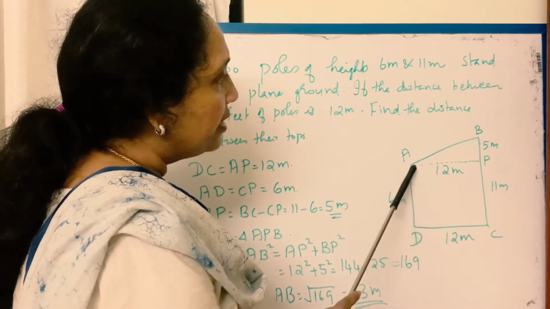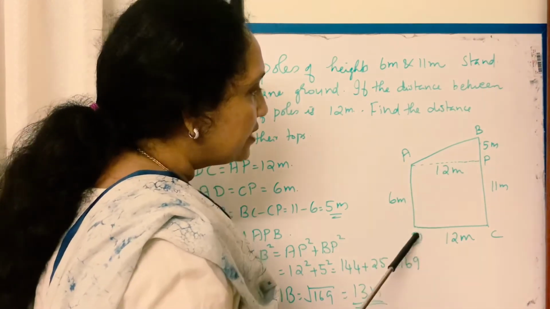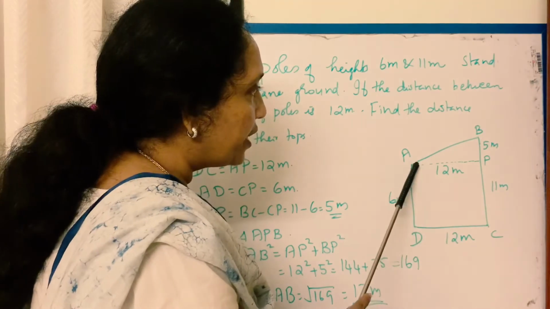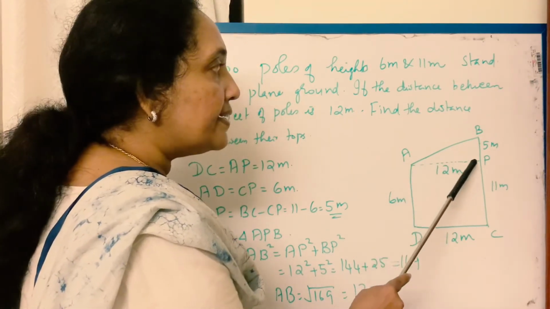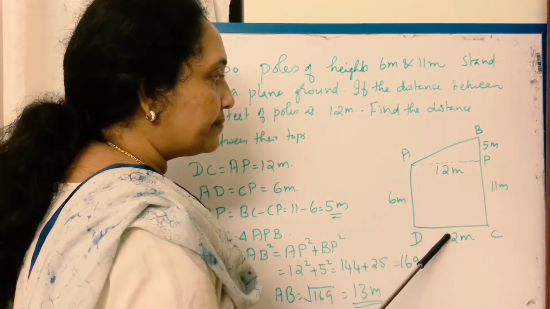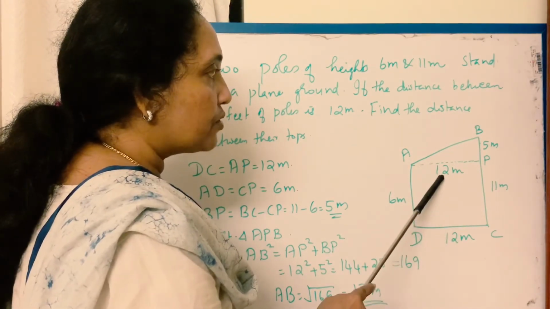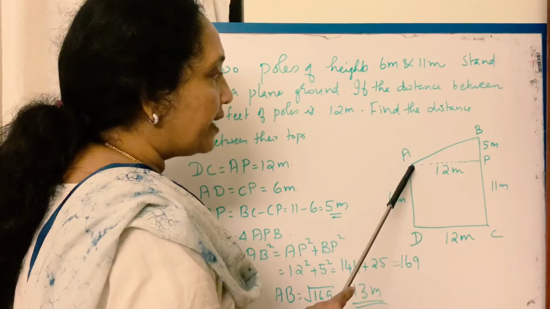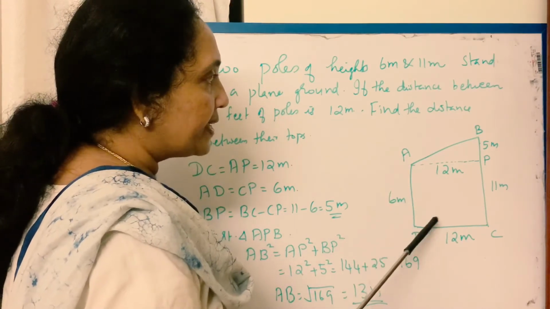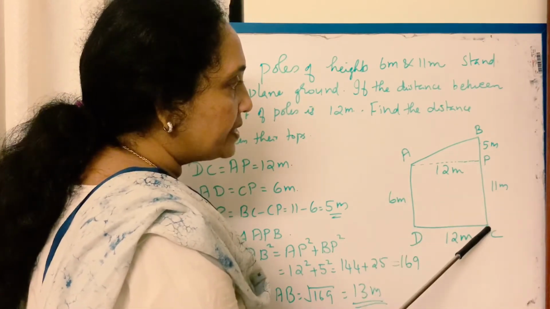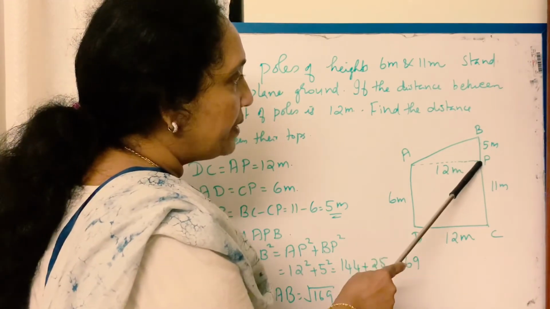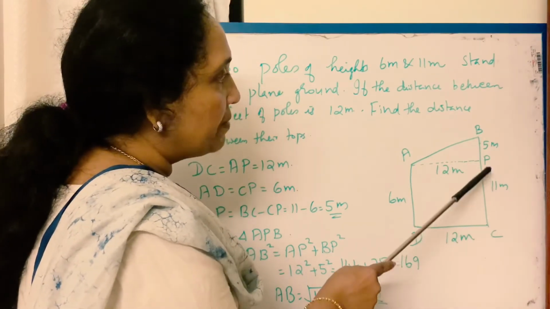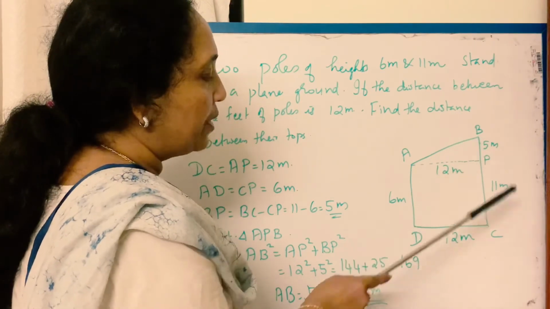In the figure, this length is 12 meters, so you can draw AP which is parallel to CD. That means this is 12 meter. If this is 12 meter, this is also 12 meter. Then AD is equal to 6 meter, then PC is also 6 meter. Then BP is equal to BC minus this 6 meter, that means 5 meter.